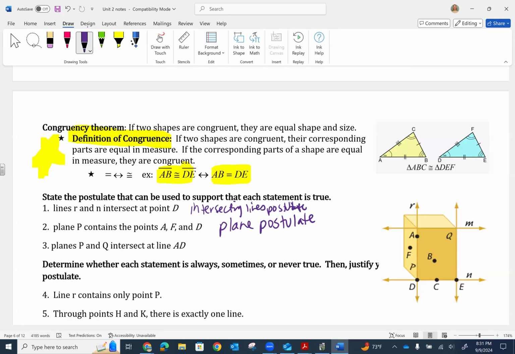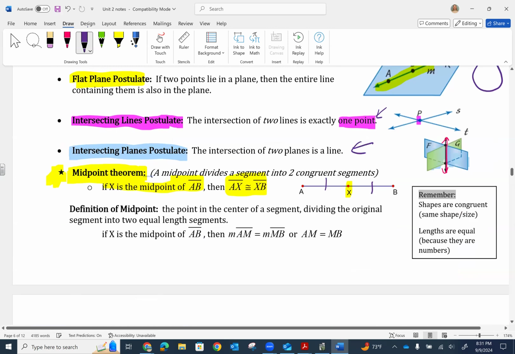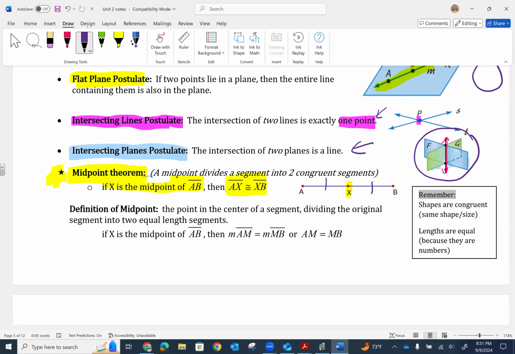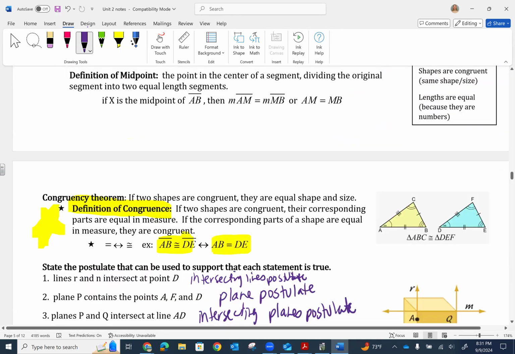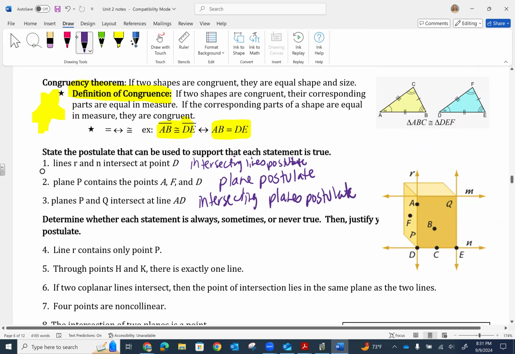Planes P and Q intersect at line AD. Well, that's the intersecting lines. Nope. Planes. When planes intersect, if they do, how do they intersect? They make a line. That's what they do. If you're talking about how do lions interact when they meet each other, I don't know. There's probably some lion journal that tells you what happens, but we know when two planes intersect, what they do is this, they make a line. Okay, next part.